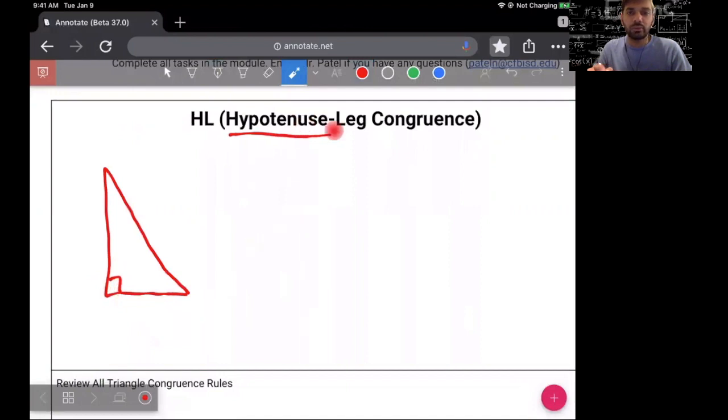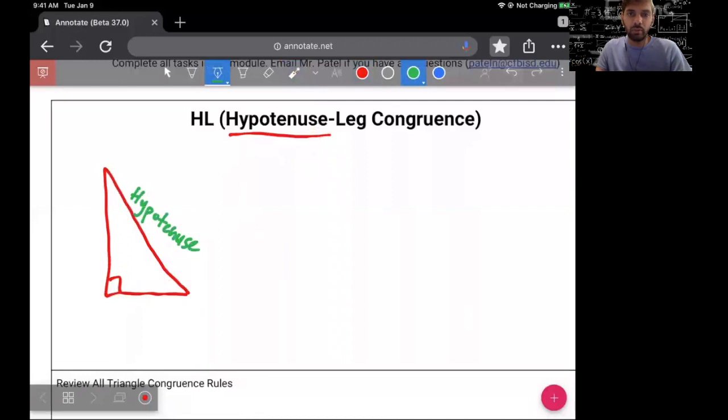So hypotenuse-leg can only be applied to a right triangle because a right triangle is the only type of triangle that will have a hypotenuse. And the hypotenuse is the side that is across or opposite from the right angle. So I'll just label that here. This right here is the hypotenuse. This long side right here is going to be the hypotenuse.